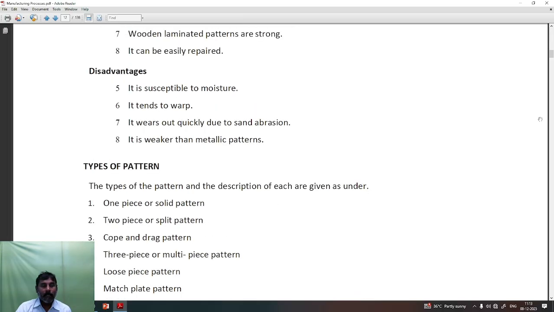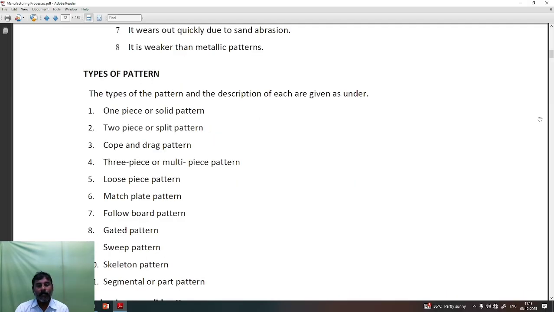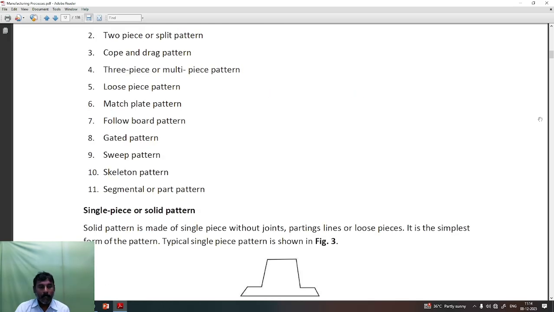So, types of patterns. Various types of patterns are there: one piece or solid pattern, two piece or split pattern, then cope and drag pattern, then three piece or multi-piece patterns, then loose piece patterns, then match plate pattern, then gate pattern, then sweep pattern, skeleton pattern, segmental or part patterns, etc.